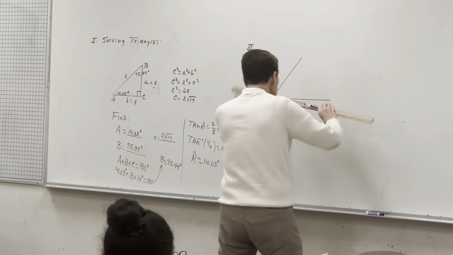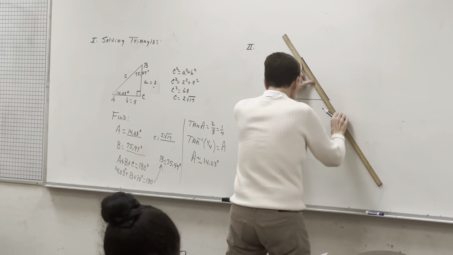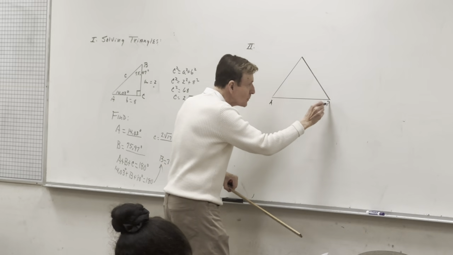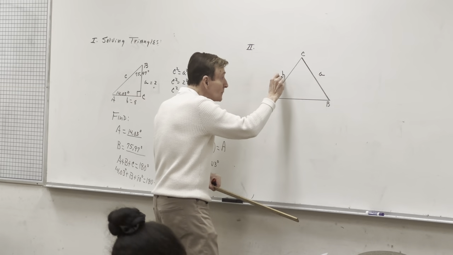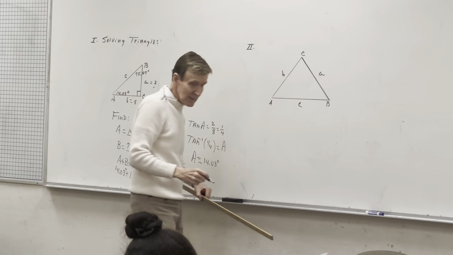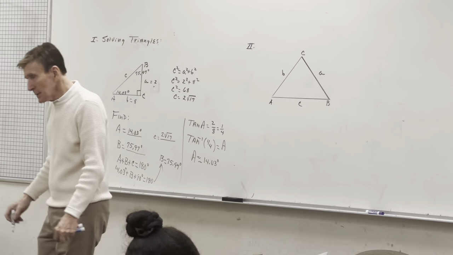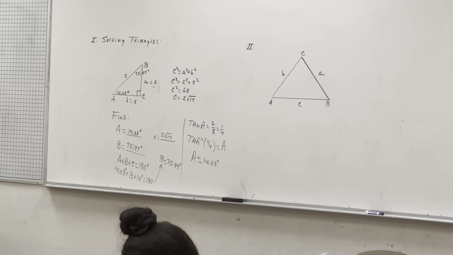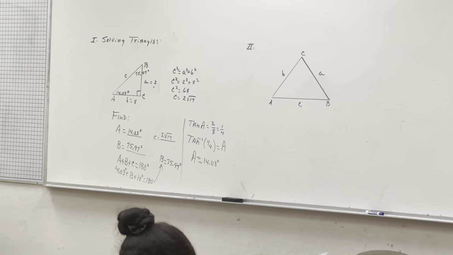I'm going to have mine look something like this, and we'll label it angle A, angle B, angle C, lowercase letters. Now, here's where I want to go. I need to express, the best I can, the area of that triangle.